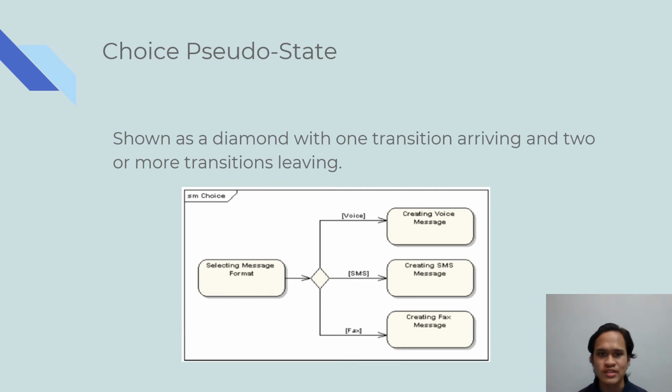Then choice pseudostate. Okay, so it is shown as a diamond with one transition arriving and two or more transitions leaving. As you can see in the diagram, there is one arrow coming from the state selecting message format, and then it branches into 3 states. So it depends on the event that happens. For example, if the event is voice, it will be creating a voice message.